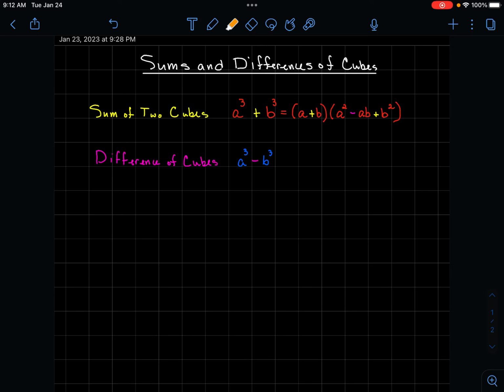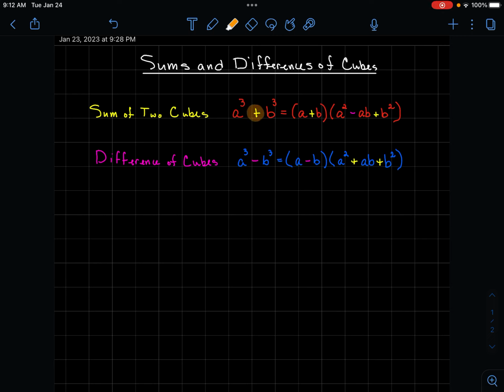The other form, a difference of cubes, will be of this form. A difference means subtraction, so there will be subtraction between our two terms. That can be factored apart into the following form: a minus b times a squared plus ab plus b squared. What I want you to notice is that all the terms in our parentheses, whether it's a sum or a difference of cubes, are all the same. We have a and b in the first parenthesis. We have a squared, ab, and b squared in the second parenthesis. The only thing that changes are the signs between the terms.